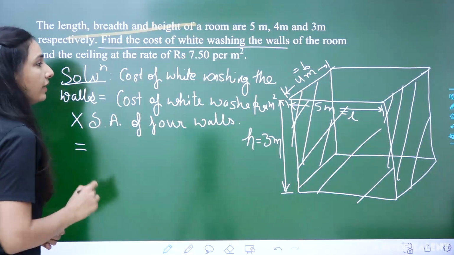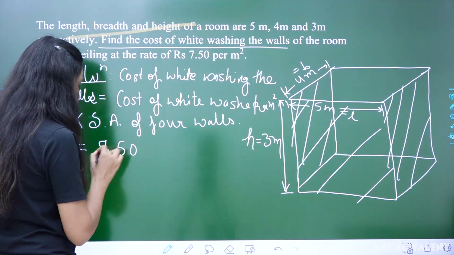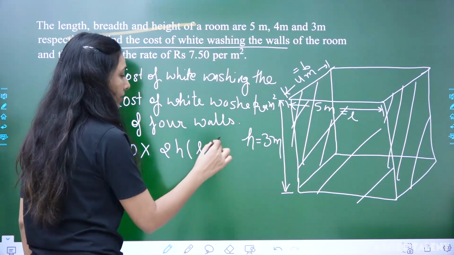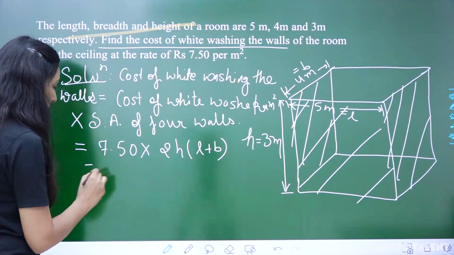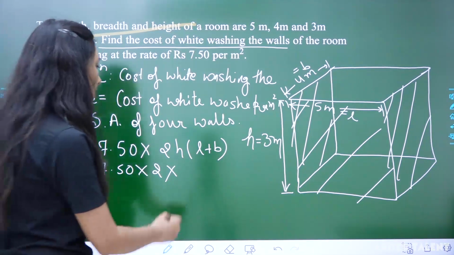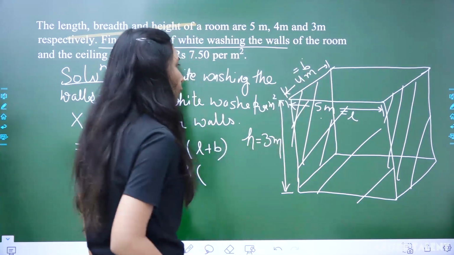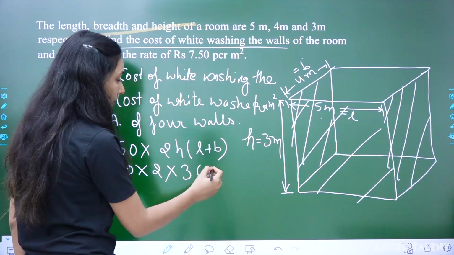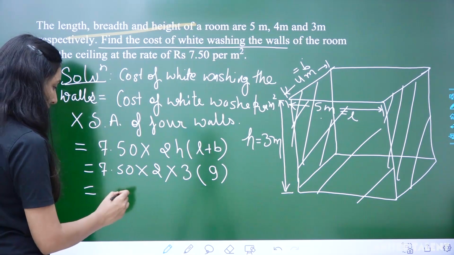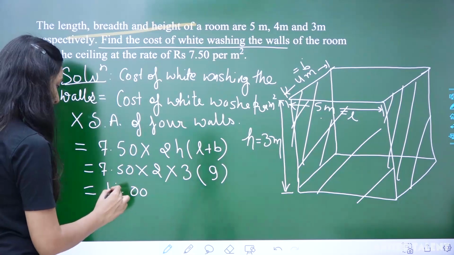Now, the cost of whitewashing per meter square is given: 7.50 multiplied by 2H(L plus B). Now put the values here. 7.50 multiplied by 2 multiplied by the height. The height is given as 3 meters. L plus B: L is 5 and B is 4, so 5 plus 4 will be 9. So this is simply 7.5 multiplied by 2, which is 15.